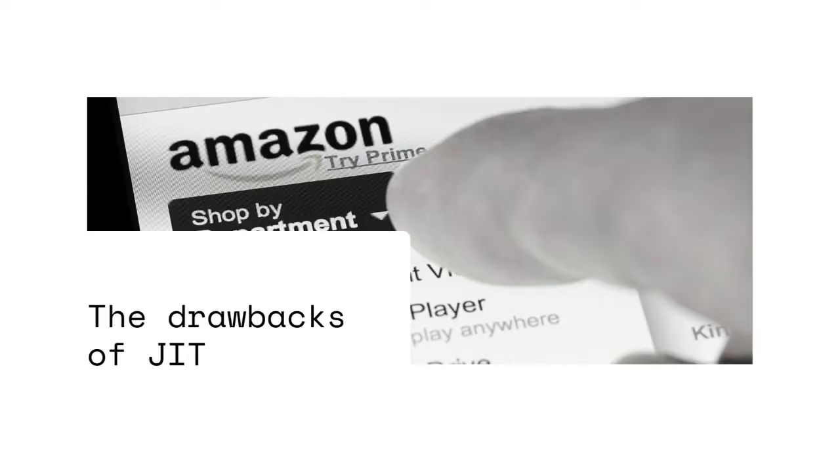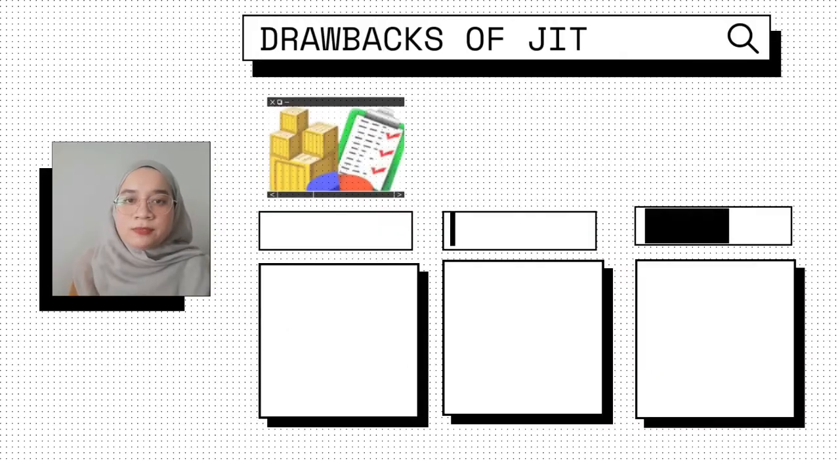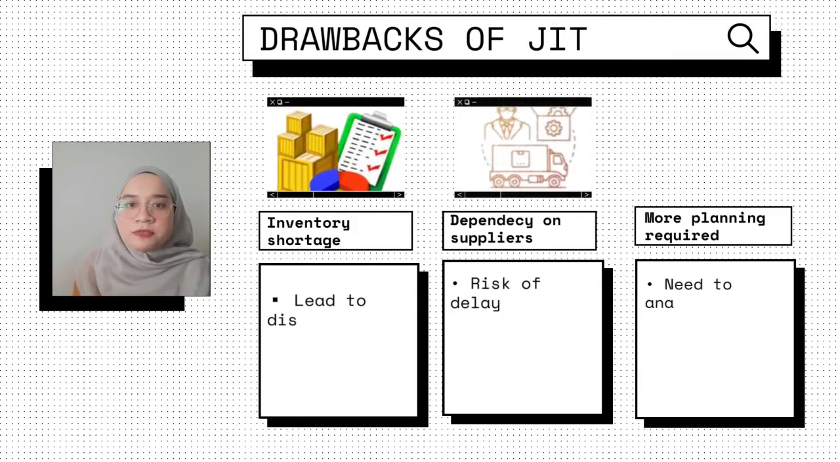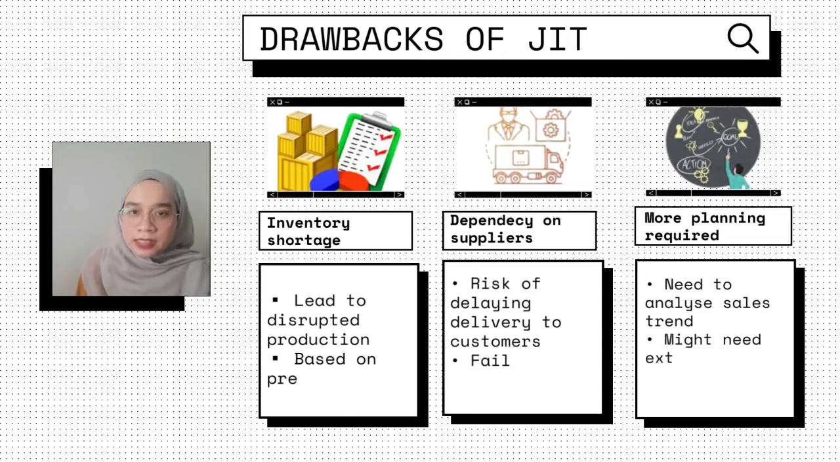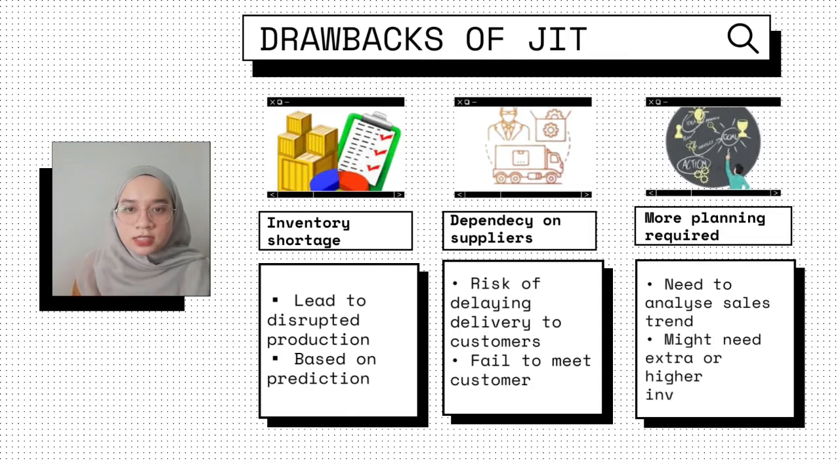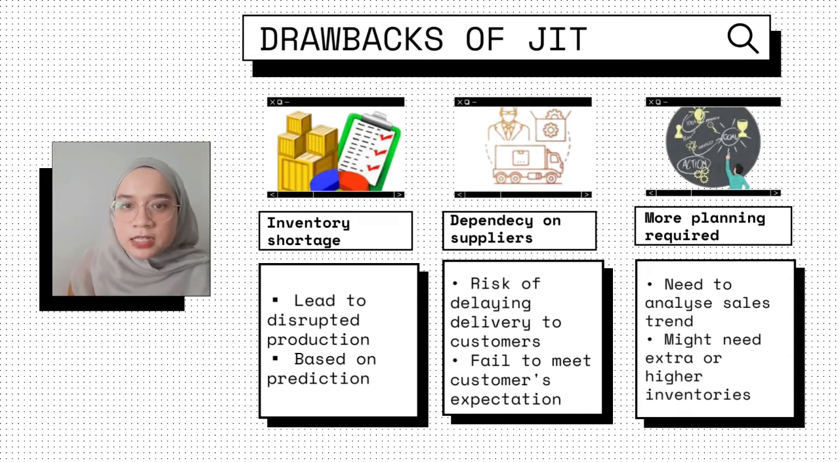The drawbacks of just-in-time. If they have benefits, they also come with drawbacks. So the drawbacks of JIT, they also have three. First is inventory shortage, which leads to disrupted production, and they're based on prediction. The second one is the dependency on suppliers. They have risk of delaying delivery to the customer. They also fail to meet customer expectations.